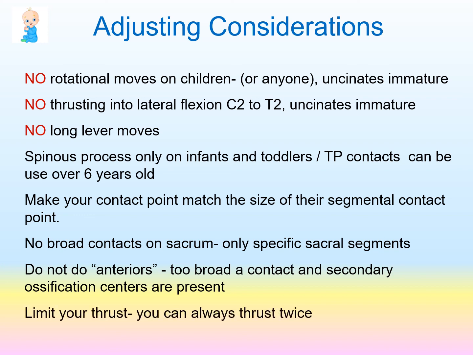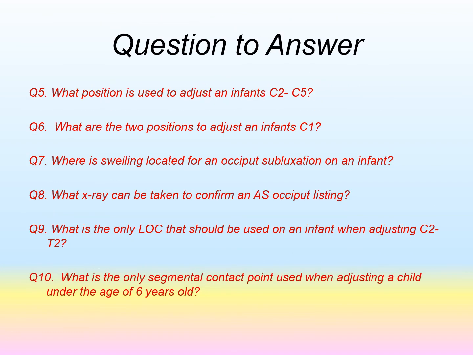And we limit our thrust. You could always thrust a second time. Remember, infants and pediatrics are extremely flexible, so you have to bring them into tension, but it sometimes feels like it's forever to get there, and you've got to impulse through there. If you don't get it, you could always try again. Don't overdo it on the pediatrics. Take it slow, and you'll do great. The next two slides are questions, hitting some of the highlights of analysis and adjusting the pediatric, particularly the infant and toddler patient.